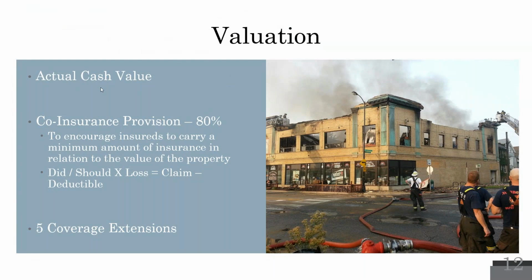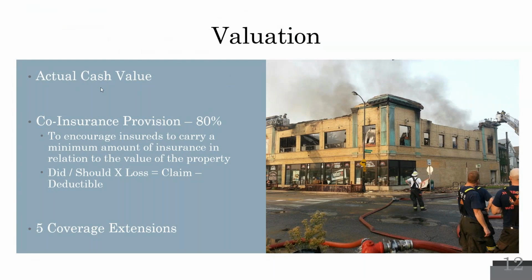Insurance companies require you to carry reasonable amounts of coverage. This is the co-insurance provision. They want you to carry at least 80% of coverage in relationship to the value of the property. And they do give you incentives. If you purchase at least 80% of coverage to the value, there's some incentive called extensions.